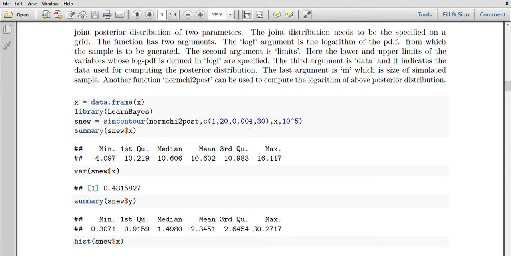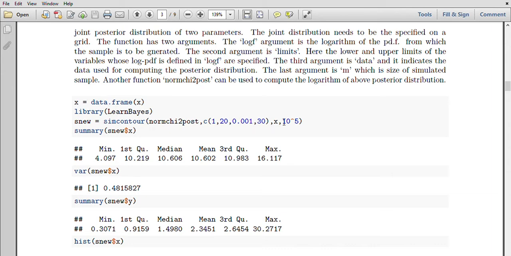I observed that it was around 0. The 1% point for the inverse gamma distribution was around 0.07. So to be on the safer side, I took it as 0.001, and similarly this was around 10, 15 or 20. So to be on the safer side, I have taken this as 30. You can try changing these limits and see what happens.